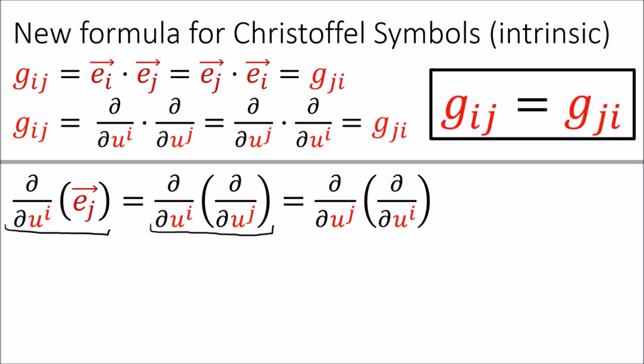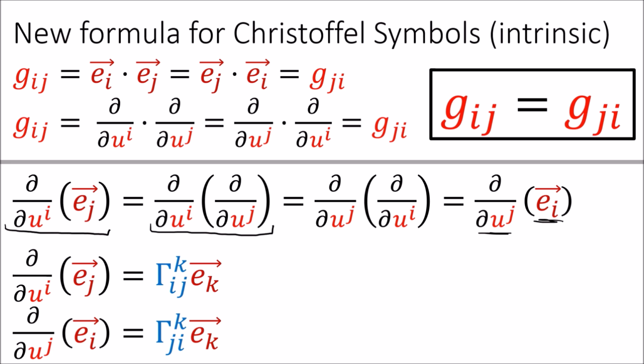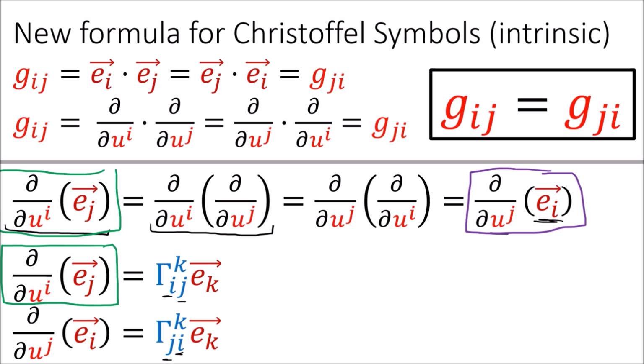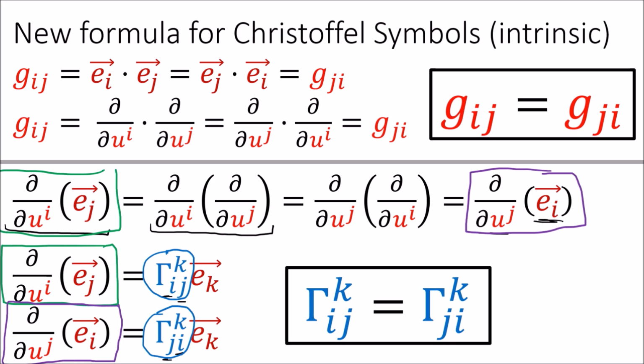And since the order of differentiation doesn't matter, that means that this is also equal to the derivative of the e_i basis vector in the u^j direction. So if we look at these two basis vector derivative expressions expanded using the Christoffel symbols, you'll notice that the i and j indexes are reversed here. Since this derivative is equal to this derivative, that means that these two Christoffel symbols are the same. So the Christoffel symbols are symmetric in their lower indexes. If we swap the lower indexes, the Christoffel symbol stays the same.